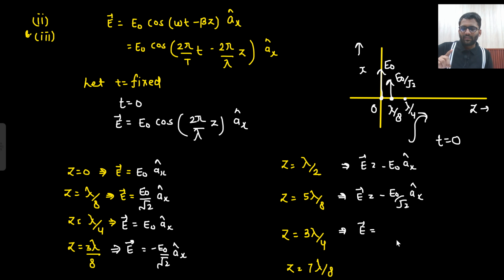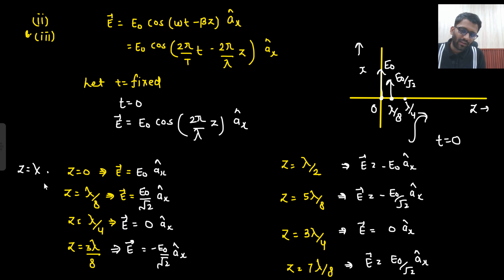Then you will get 0. At lambda by 4 I was getting 0, not E naught, sorry. Here I was getting 0, not E naught. Cos pi by 2 is 0. So here also I will get 0. And at 7 lambda by 8 I will get E naught by root 2 Ax cap. And at z equals to lambda, again I will get E naught Ax cap.